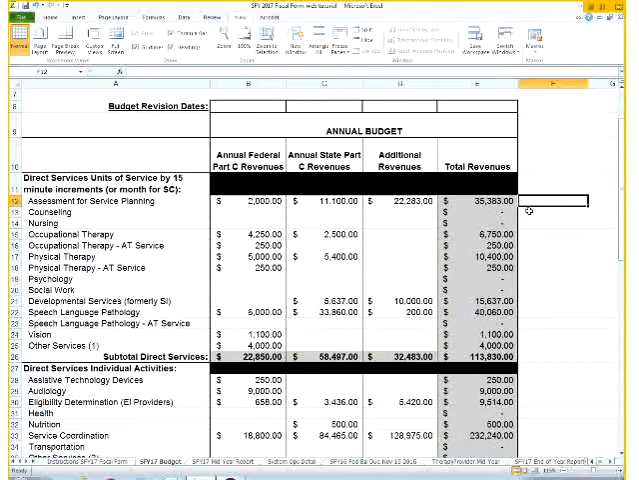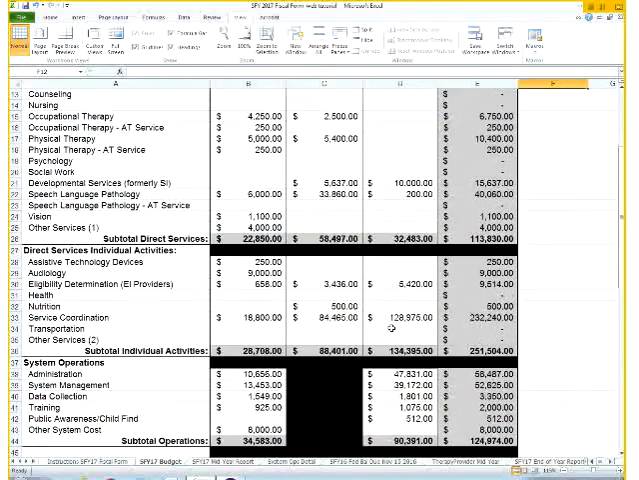And then your total revenues is added by row across the board. As you can see here for assessment for service planning, that $35,383 is what the federal, state, and additional revenues together, what that total revenue is that is allocated for assessment for service planning. So you would pretty much follow this same format for each item that is listed under direct service. And the same is going to be true when we start talking about systems operations.